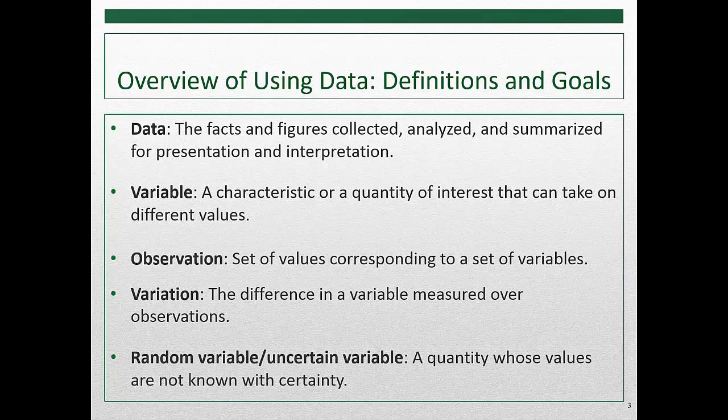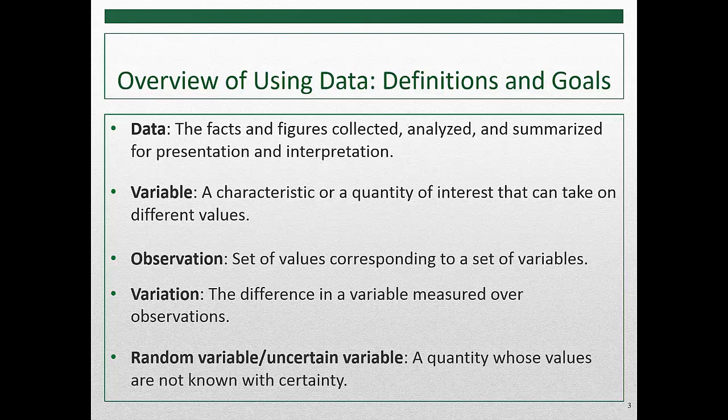What about the variables, as you can see in this slide? A variable is a characteristic or a quantity of interest that can take on different values. So the variable could be the temperature. Temperature can take different values from 0 degrees to 120 degrees. Weather is a variable. It can be sunny, windy, rainy.